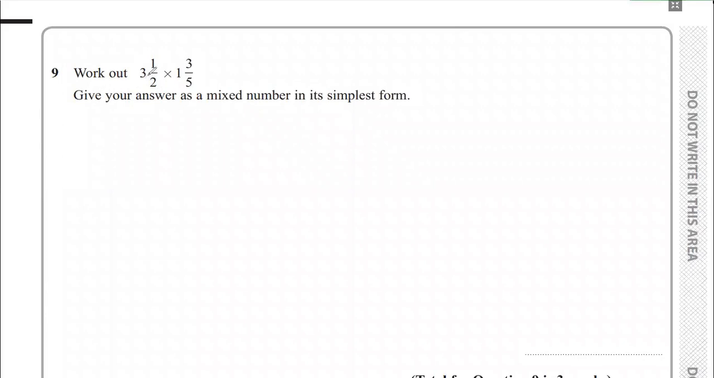Question number 9. Work out 3.5 times 1 3/5. Give your answer as a mixed number in its simplest form. Right. So first of all, we need to convert them to top-heavy fractions. 2 times 3 is 6, 6 and 1 is 7, so 7 over 2. And 5 times 1 is 5, add 3 is 8 over 5.